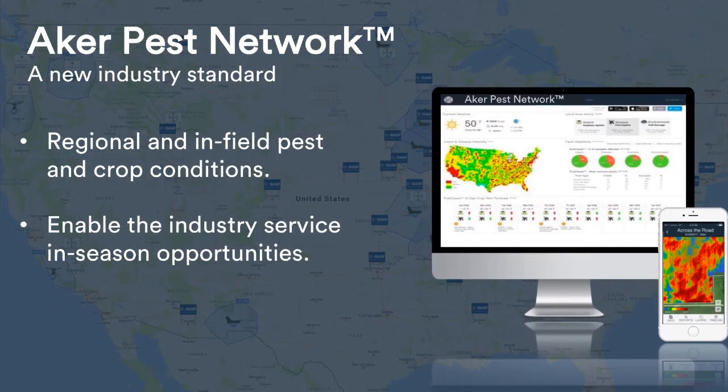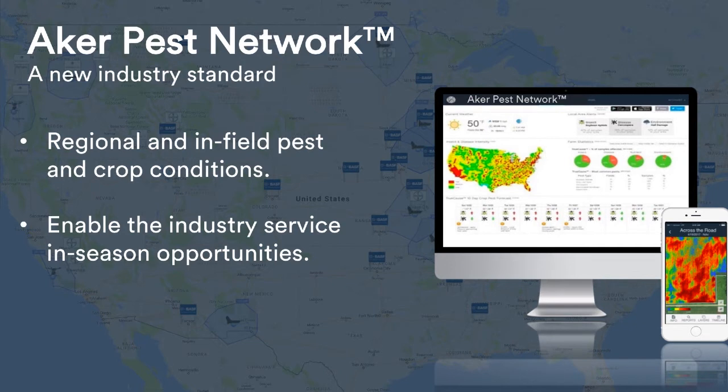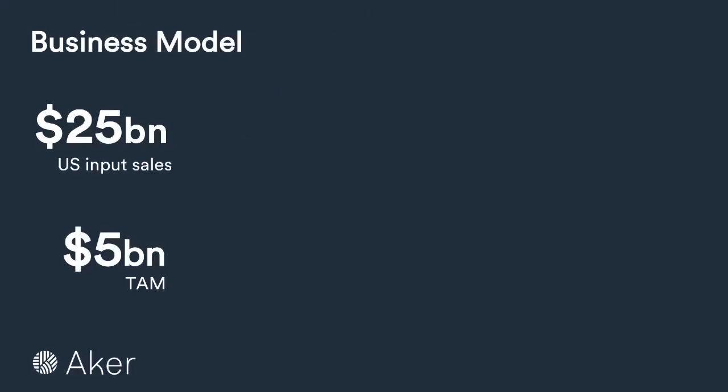We intend to be the first company to build the largest pest network so that suppliers and ag retailers can rely on this information in order to sell more crop protection products. And we're calling this an Aker Pest Network. It's the first time that this has been done. Let me tell you about the business model. Crop protection input sales in this country, it's a big business, it's 25 billion. Precision agriculture, which is the industry that places that chemistry, is $5 billion and growing rapidly.